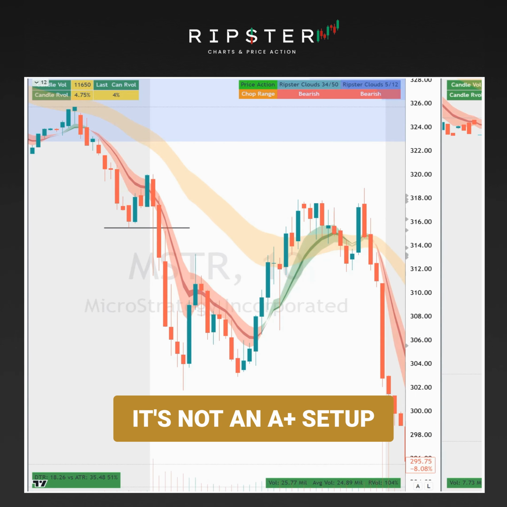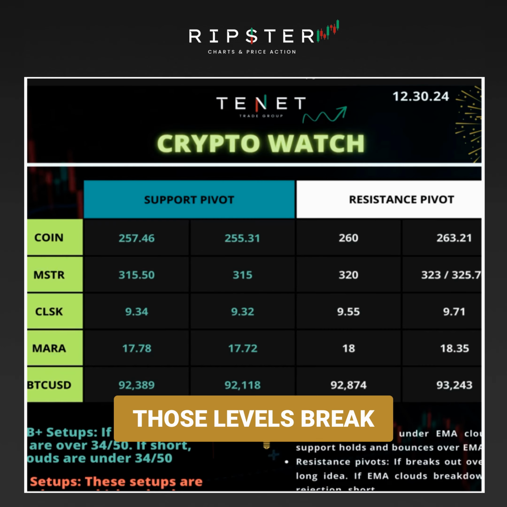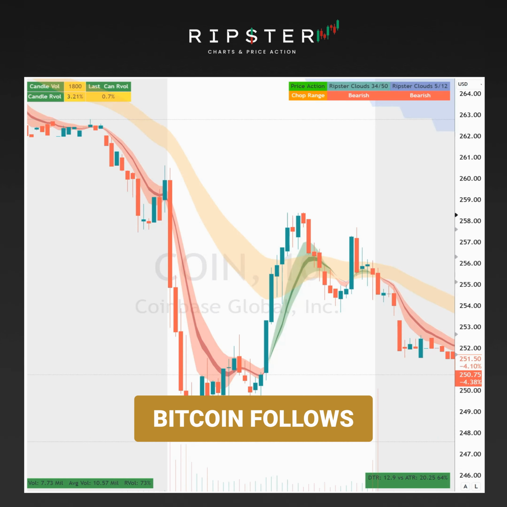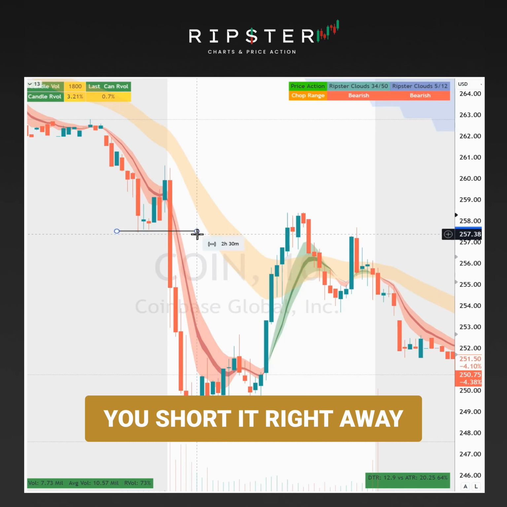But let's look at Coin now. So Coin was also on our game plan. We had our levels, pre-market planned everything. Coin support 257, 255. So as soon as those levels break, and not to forget that Bitcoin was also weak, Bitcoin follows the same cloud system. You short it right away at 258. Right here, your stops are right on the top, $3 stops. Coin short right at the open.